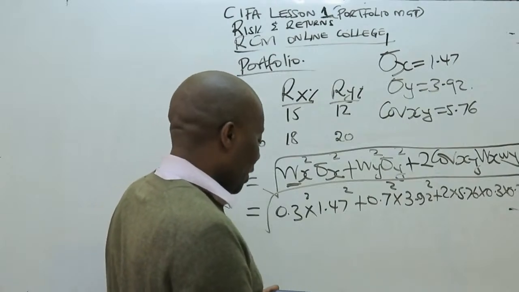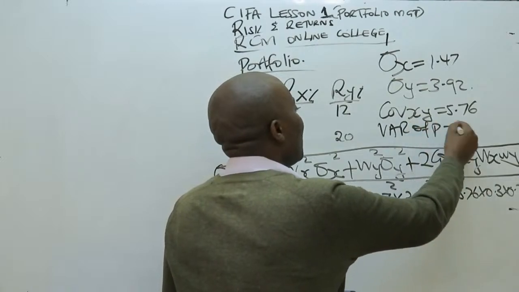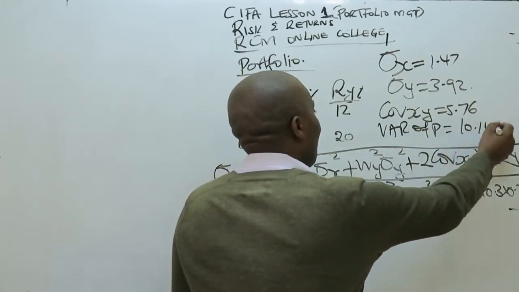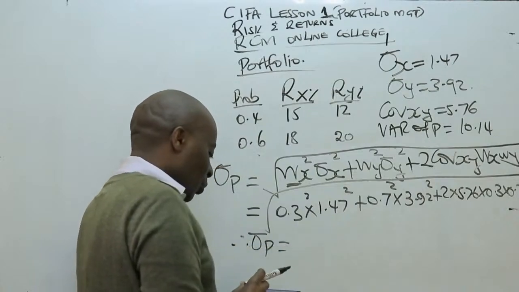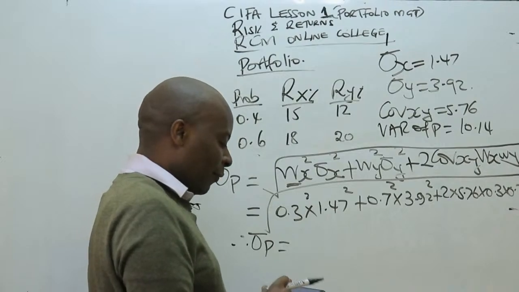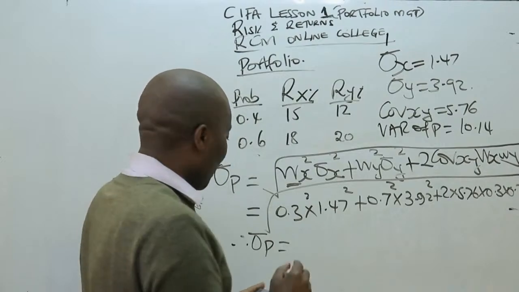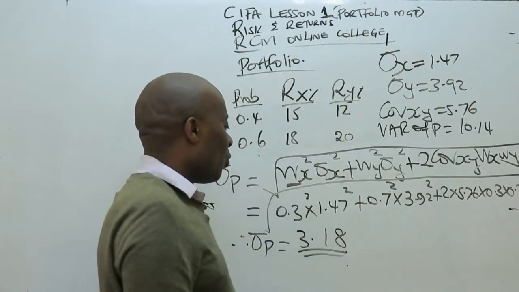So the variance of the portfolio is 10.14. And therefore, the standard deviation of the portfolio will be the square root of 10.14, which will end up giving us 3.18.